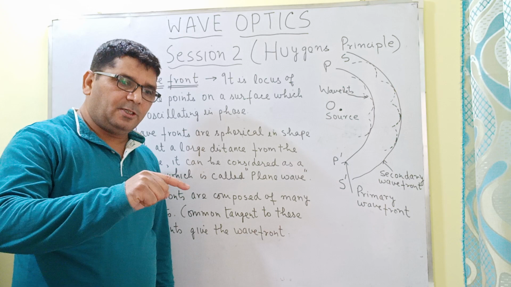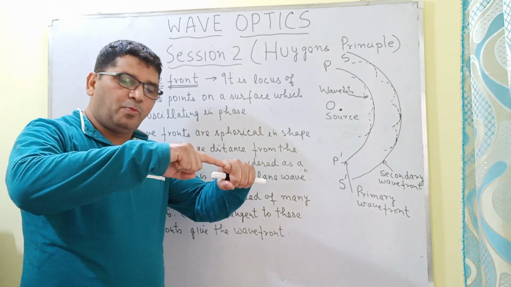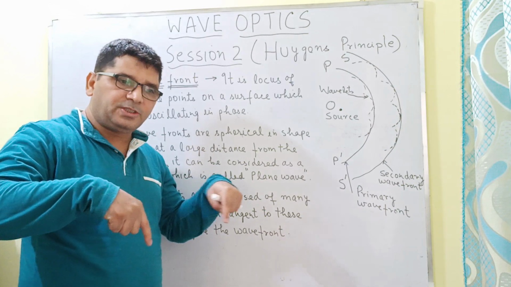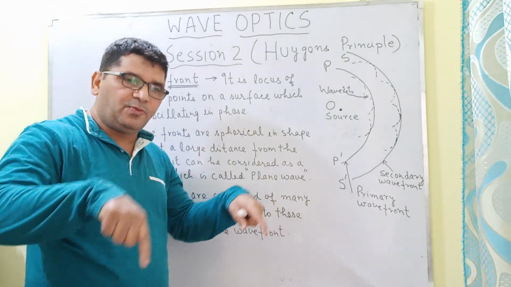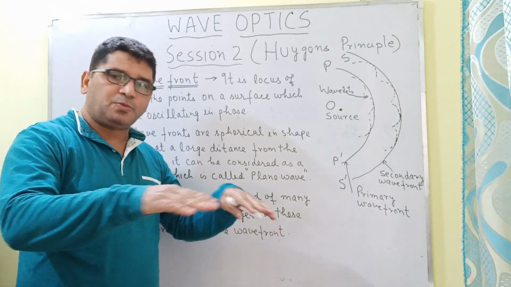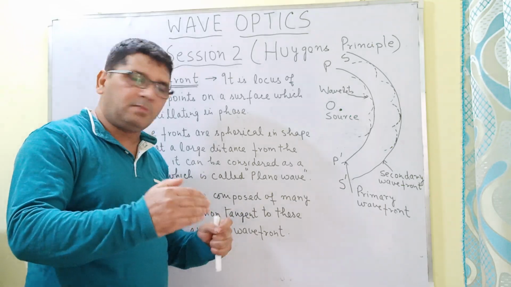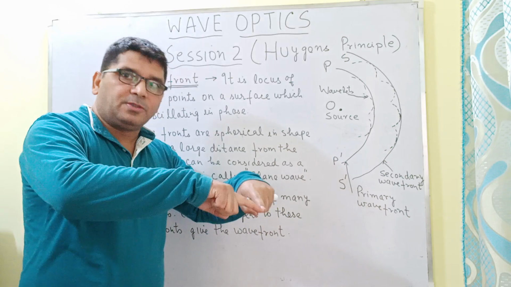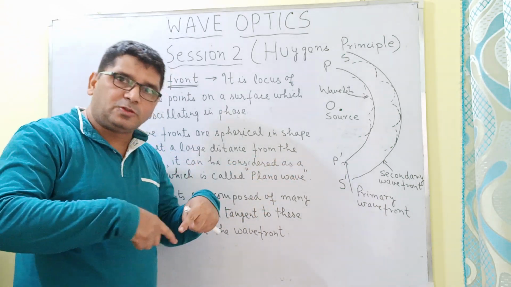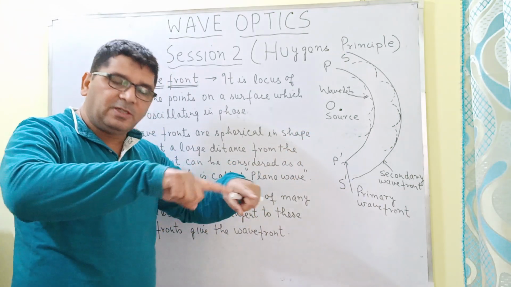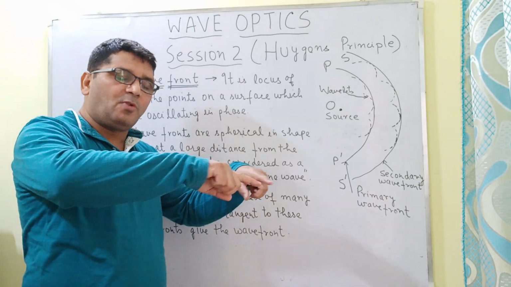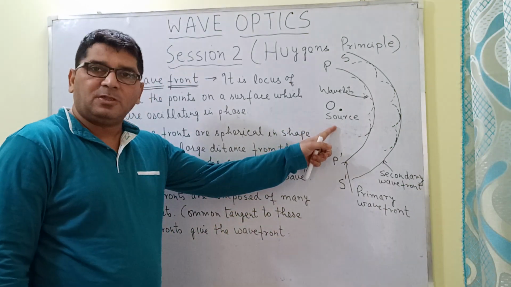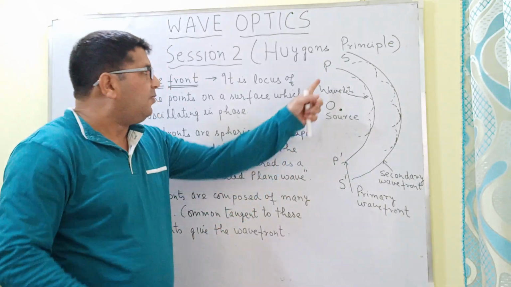Now, the points on those ripples which are oscillating in phase, or all those points which are at the same distance from the source, constitute the locus of all those points which are oscillating in phase, or the locus of all those points which are at the same distance from the source, constitute the wavefront.